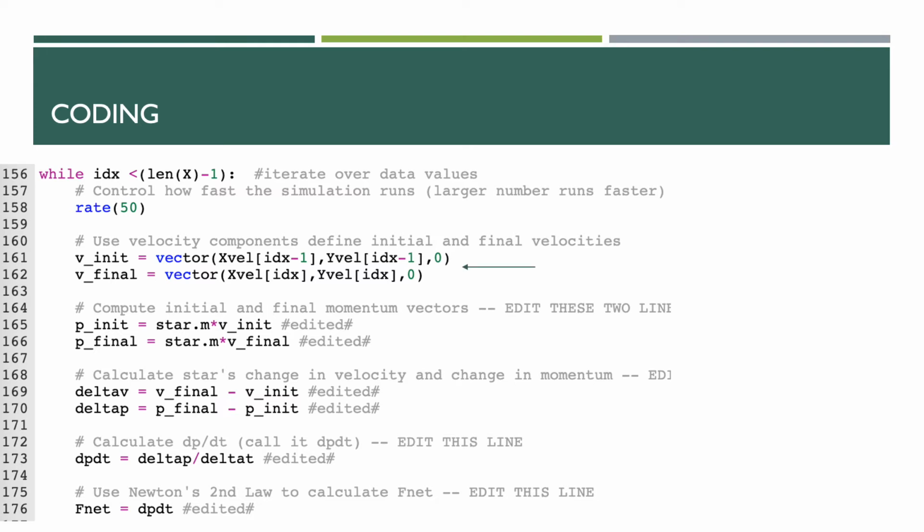The initial and final velocities of the star were already included. The initial and final momenta of the star were calculated using the initial and final velocities. The star's change in velocity and momentum were calculated. dp/dt can then be estimated to equal the change in the star's momentum over the change in time. Lastly, given Newton's second law, we can set the net force equal to the rate of change of momentum.